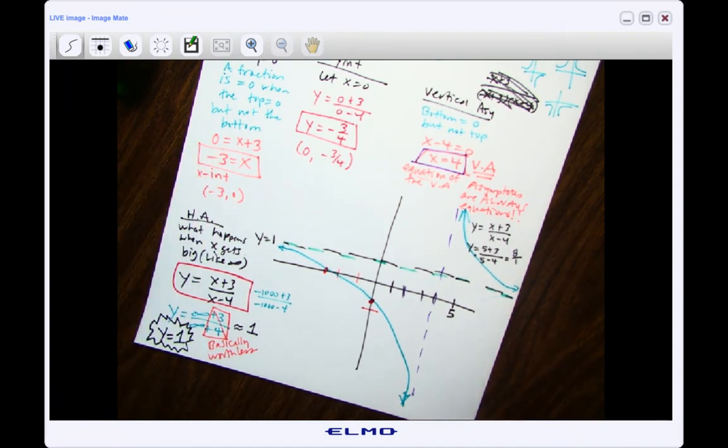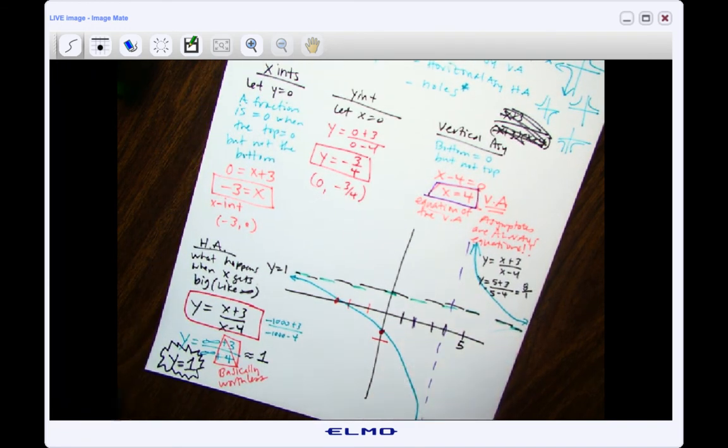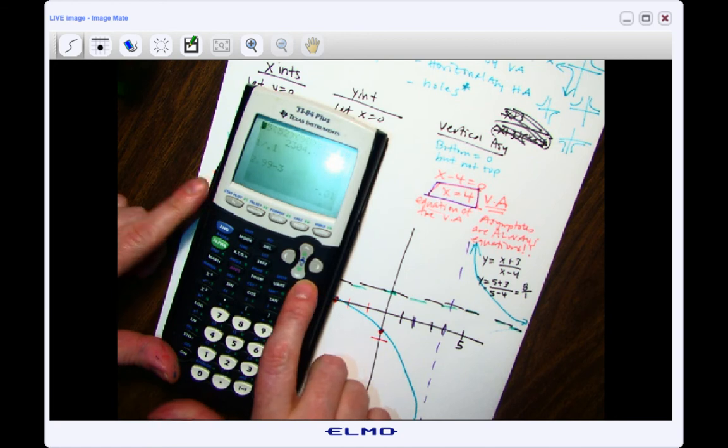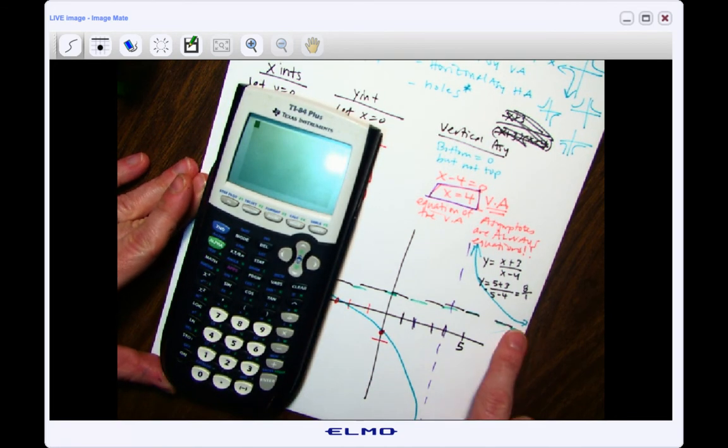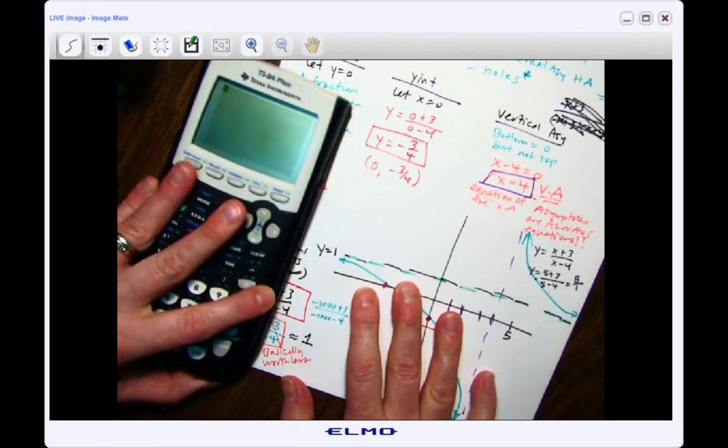And again, it's possible to go below the asymptote. That's a possibility. It could actually do that. But I feel pretty confident it's not. And I'll show you how to just check to make sure.